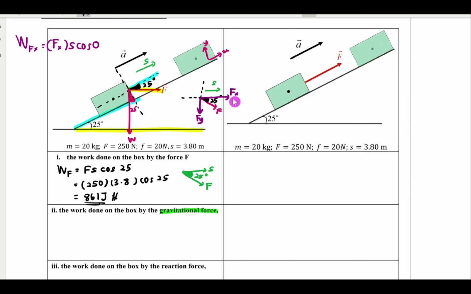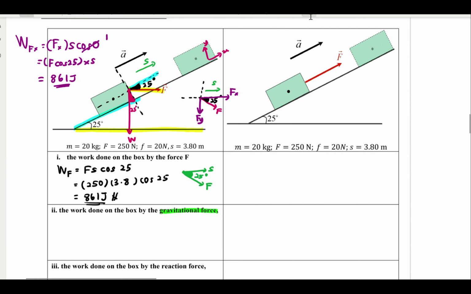So, tengok balik semula Fx. Fx duduk sebelah angle. So, it should be F cos 25. So, bila saya tulis dekat sini, dia akan jadi F cos 25 times S and this is equal to 1. So, jawapannya you akan dapat samalah 861 joule.